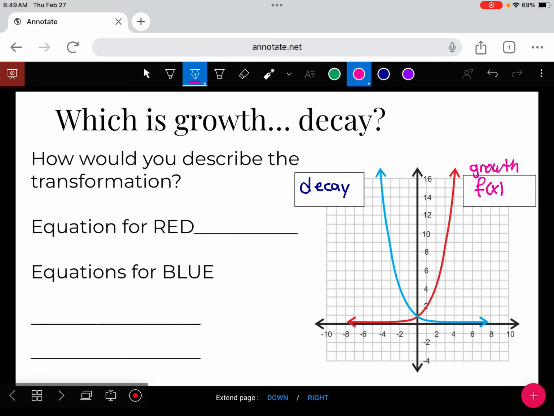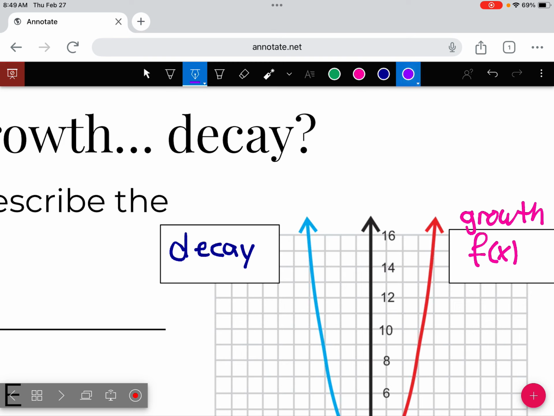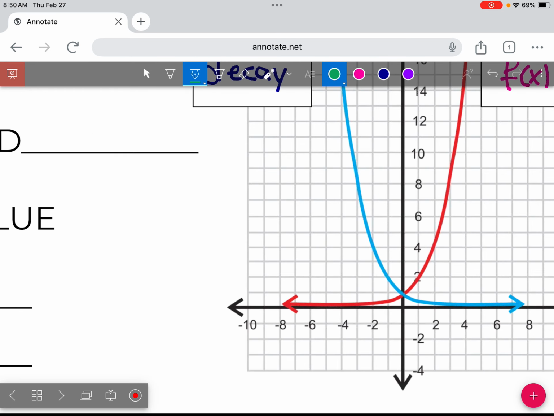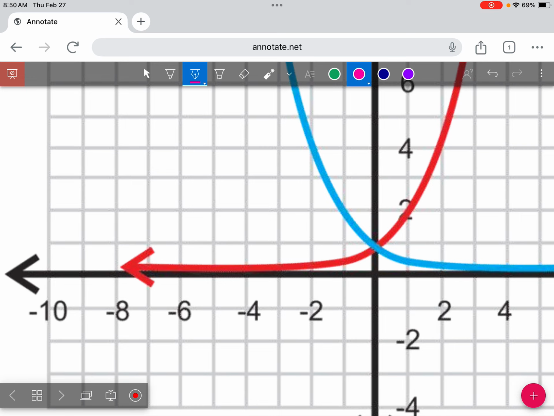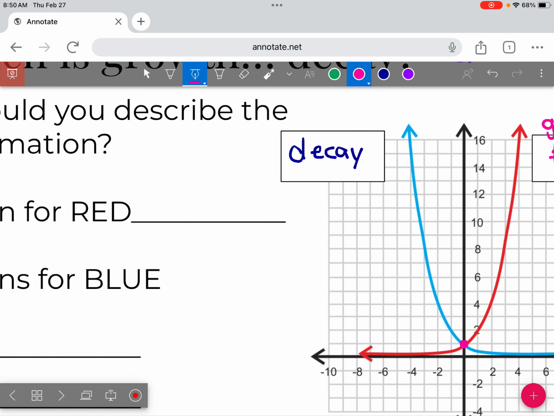Think through the pieces we use in our equations: our starting amount, what it multiplies by to change, and then our x. Looking at red, where is our starting amount? What is our y-intercept? 1. And in fact, they both have that same y-intercept. So we know for a fact our y-intercept is 1. That's our a.